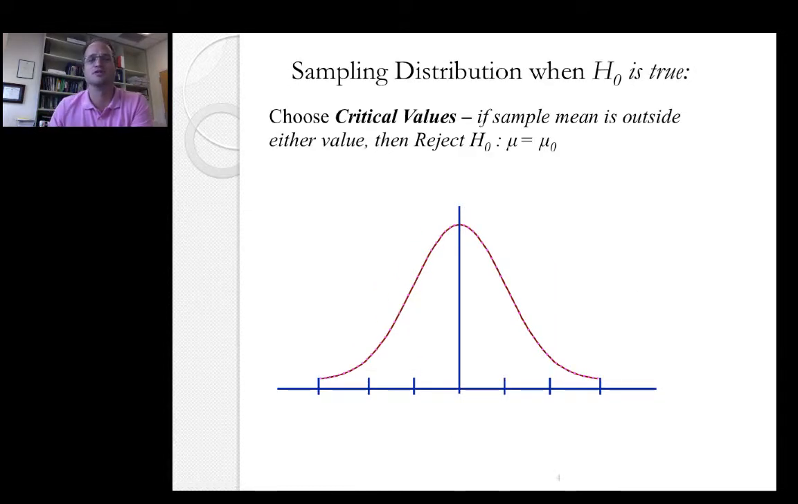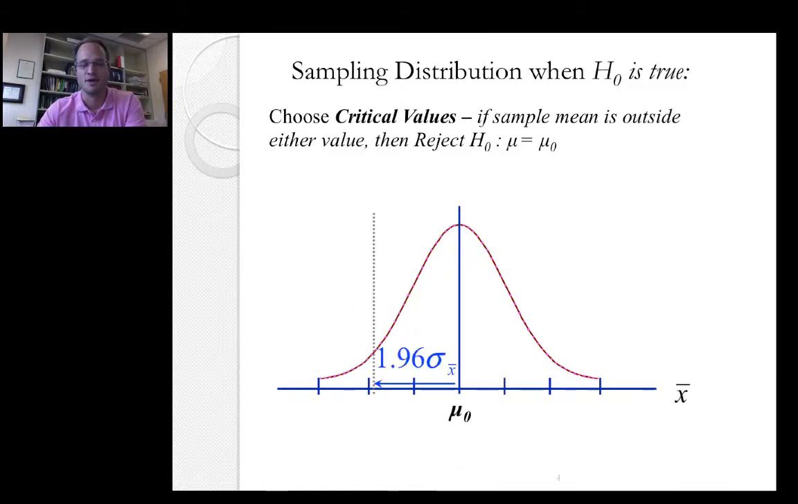So we're going to choose critical values, okay? These are going to be thresholds. And if the sample mean is outside either of these values, this is for this two-tailed test, then we're going to reject the null hypothesis, okay? And if it's not outside, if it's within these bounds, then we fail to reject.